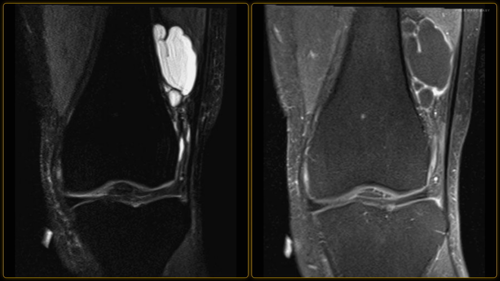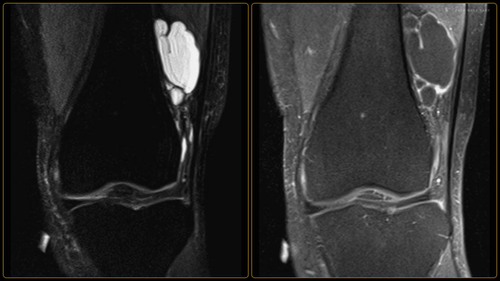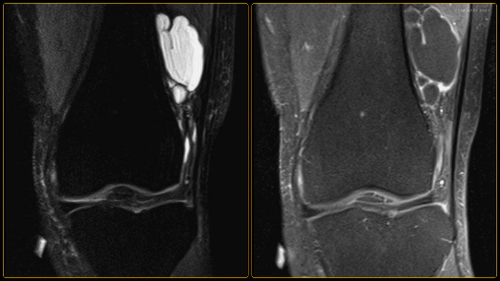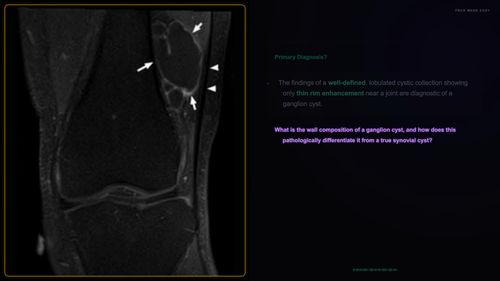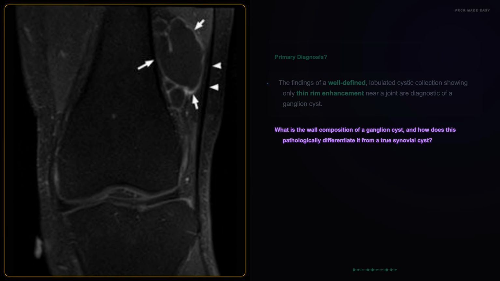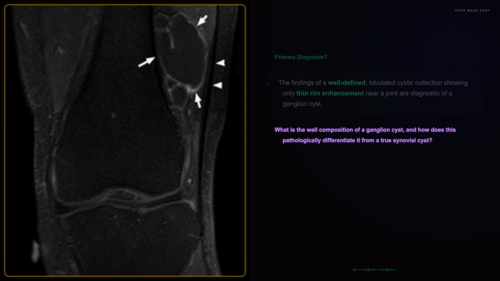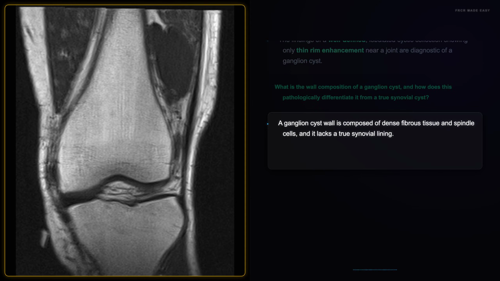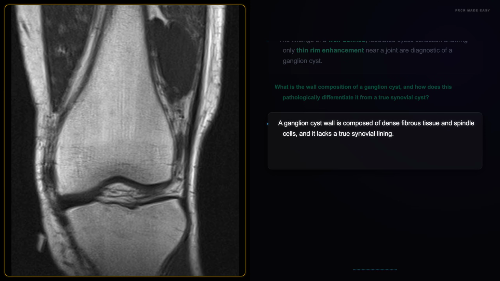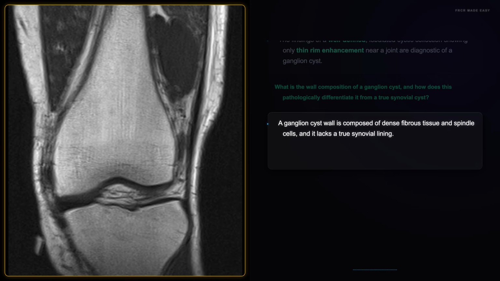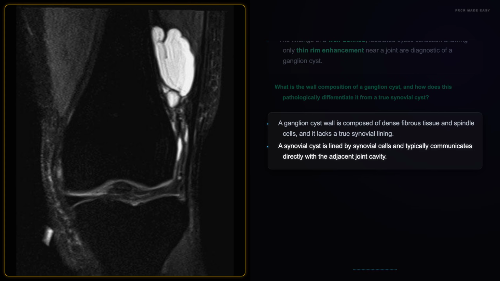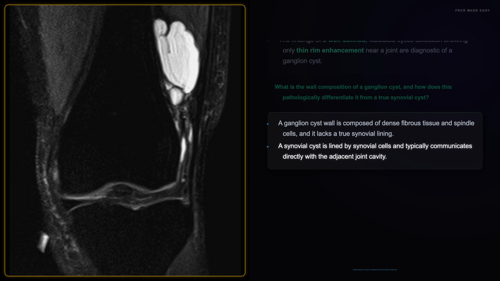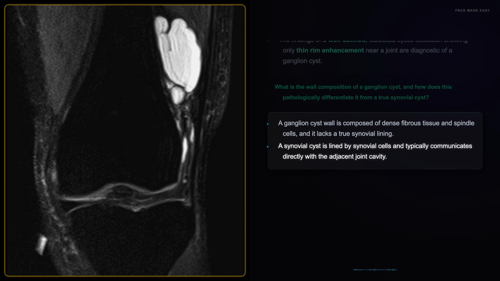The findings of a well-defined, lobulated cystic collection, showing only thin rim enhancement near a joint, are diagnostic of a ganglion cyst. What is the wall composition of a ganglion cyst, and how does this pathologically differentiate it from a true synovial cyst? A ganglion cyst wall is composed of dense fibrous tissue and spindle cells, and it lacks a true synovial lining. A synovial cyst is lined by synovial cells and typically communicates directly with the adjacent joint cavity.